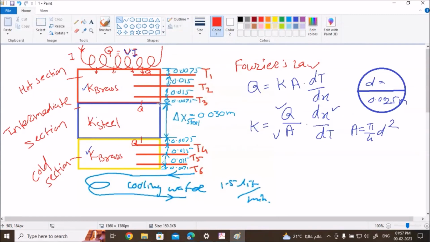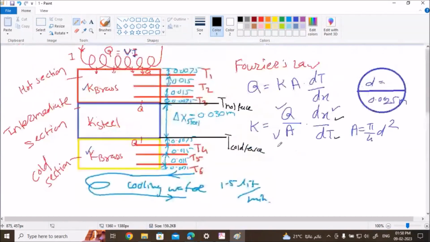Now steel. The temperature at the steel and hot phase is required to find out. And again, I should know this temperature. If I know these two temperatures, then I can find out the thermal conductivity of the steel. Let us assume this temperature is T hot phase. Why is it hot phase? Because it is in contact with the hot section. Let us call this cold section T cold phase. I know T hot phase minus T cold phase, so I can find out the thermal conductivity of steel.